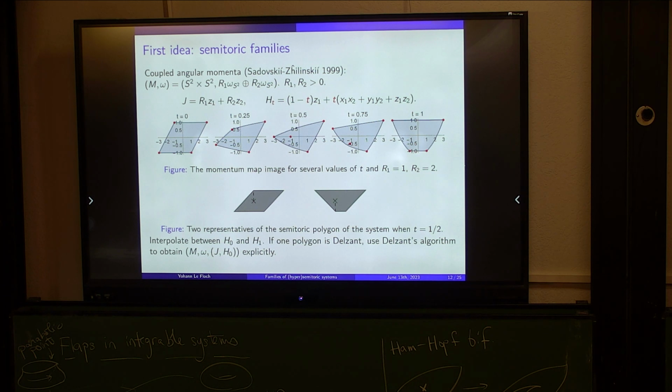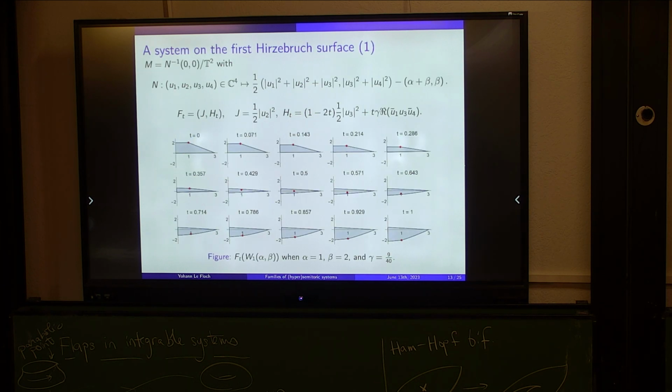Okay. Again, this is naive. But it worked for some systems. And here is an example on the first Hirzebruch surface. So if you don't like it or don't know what it is, I mean, there are two answers. The first answer is that if you look at this toric polygon and the natural toric system that you construct from Delzant's algorithm, the underlying manifold is the first Hirzebruch surface.